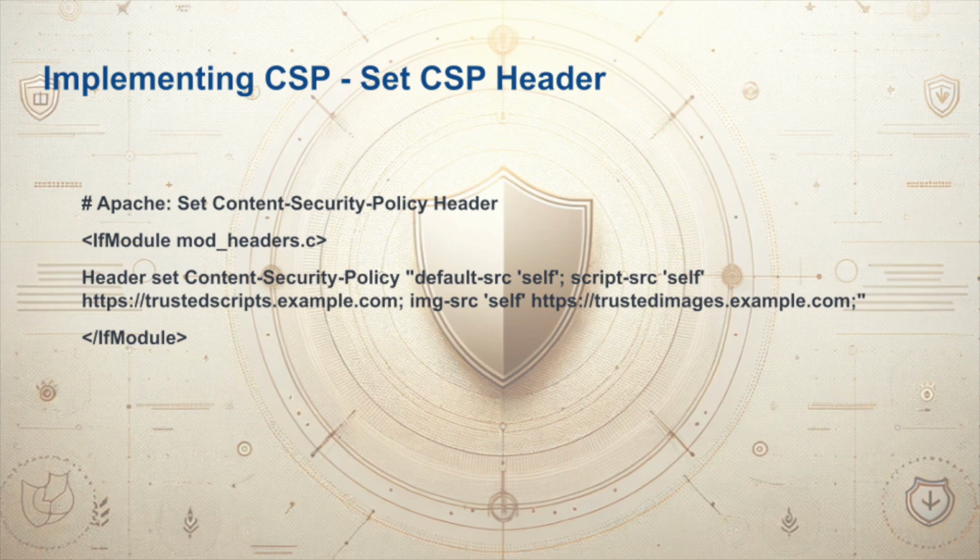In setting up CSP on an Apache server, we directly define our security policy in the server's configuration. Using the Content Security Policy HTTP header, we're setting rules that dictate where different types of content can be loaded from, like allowing scripts only from our own site and a trusted external source. This approach is about embedding our security policy directly into the HTTP response headers, instructing the browser on how to safely handle our site's content.